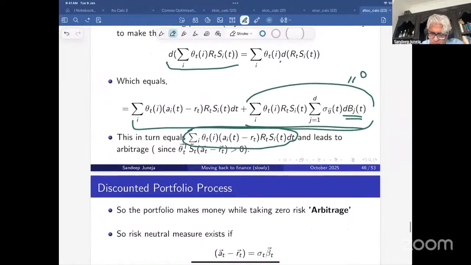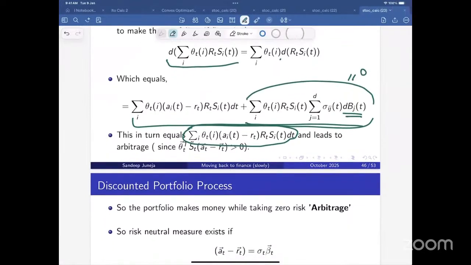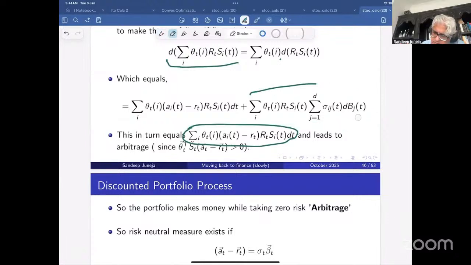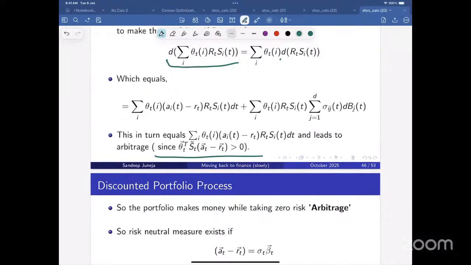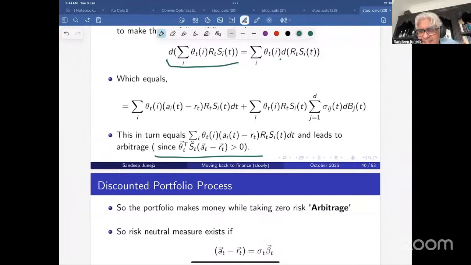The discounted portfolio should not be making money. It should be a martingale. But in this case, it's deterministically making money, with positive probability one. That means the undiscounted portfolio is increasing at a faster rate than the risk-free rate of return without taking any risk. That means you have an arbitrage. So that's the broad argument.